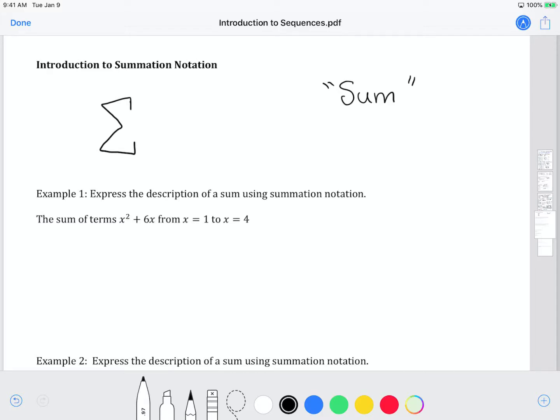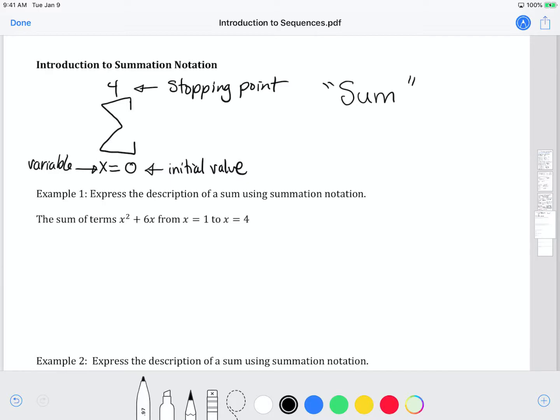At the bottom of the sum, we're going to have our starting point. So this is our initial value. And then this is our variable. Sometimes it's x, sometimes it's i, sometimes it's t. It just depends on the variable or the letter you choose to use. Up here you're going to have your stopping point. And then in front of the sigma, you're going to have your rule.